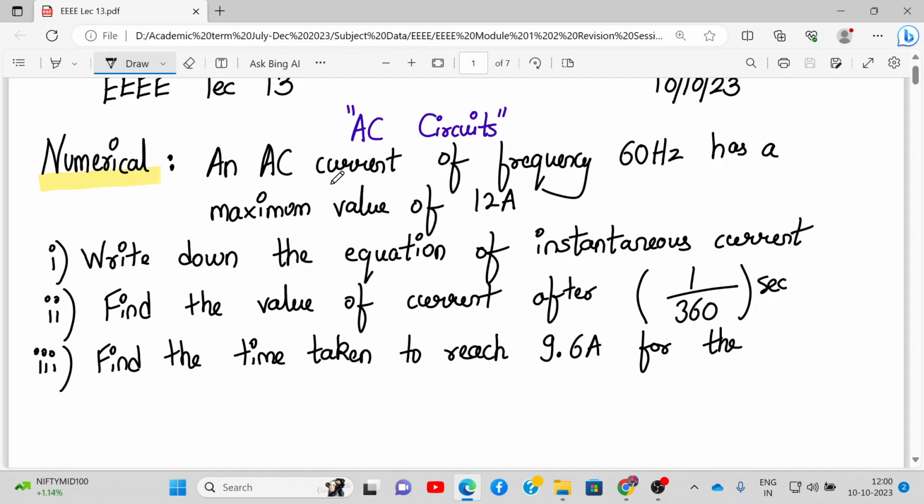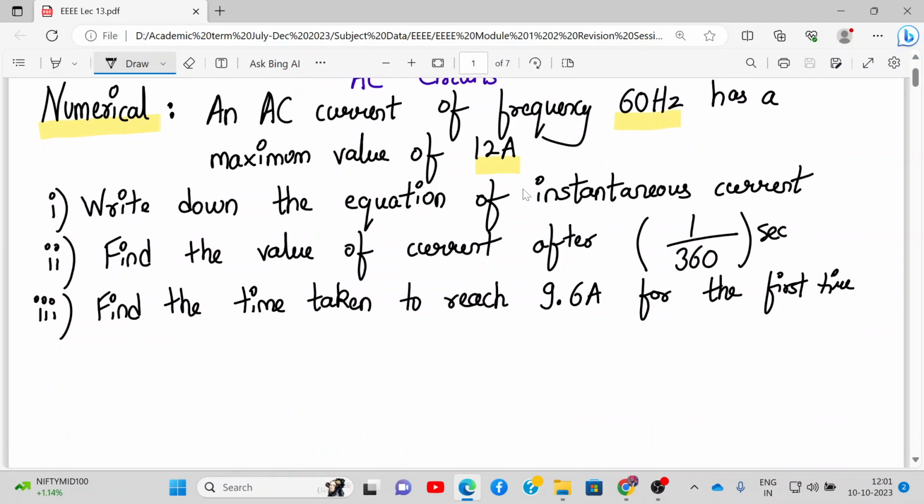So the numerical says an AC current of frequency 60 Hertz has a maximum value of 12 amperes. So frequency is 60 Hertz and the maximum value of AC current is 12 ampere, that is Im. Write down the equation of the instantaneous current. Next, find the value of the current after 1 by 360 seconds and find the time taken to reach 9.6 amperes for the first time. So here we have to note, for the first time. All right, so let's start solving this numerical. I'll use a blue color.